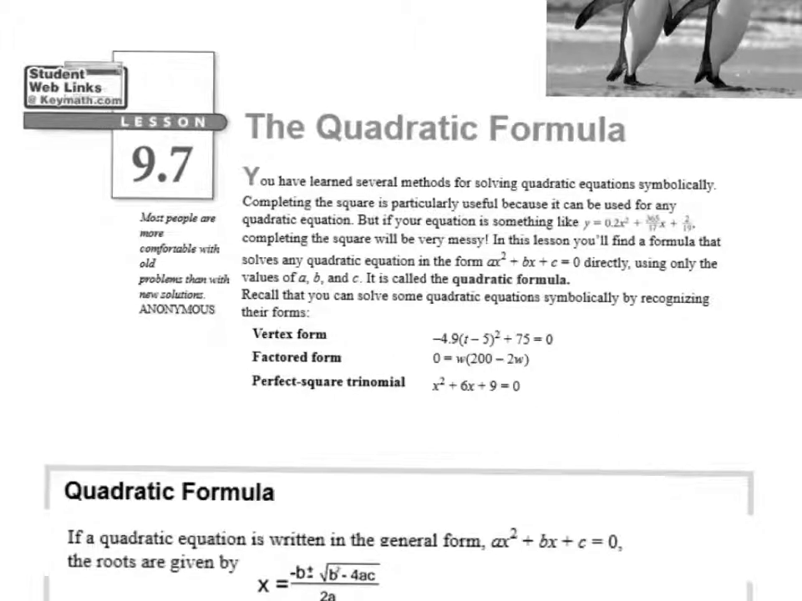9.7 talks about the quadratic formula. We've looked at a few ways to get solutions. So we've looked at vertex form, where we can do PEMDAS backwards and get our solutions. We've looked at factored form, where we set w equal to 0 because that's the first factor, and then we set 200 minus 2w equal to 0 because that's the second factor, and we get our solutions.